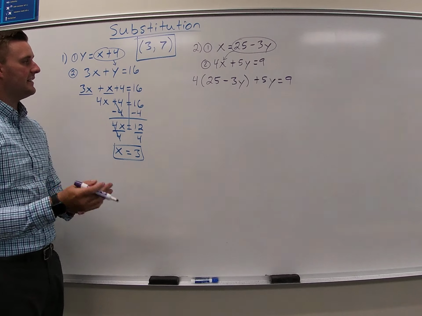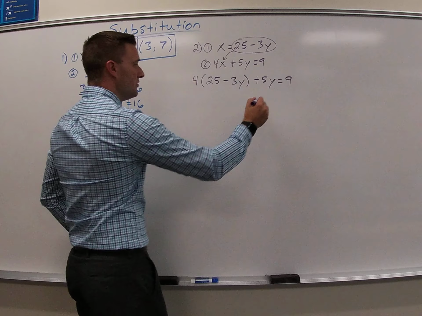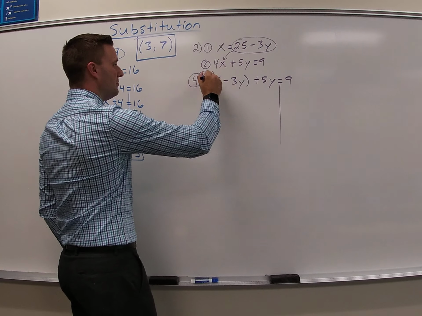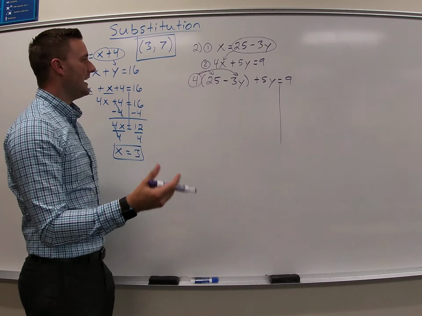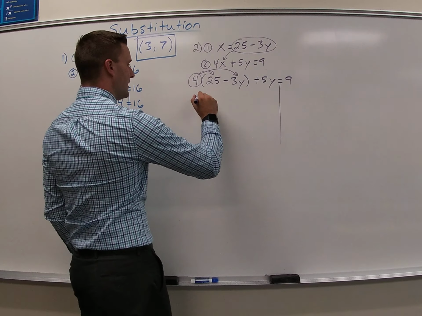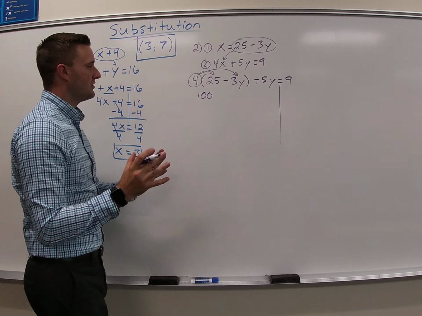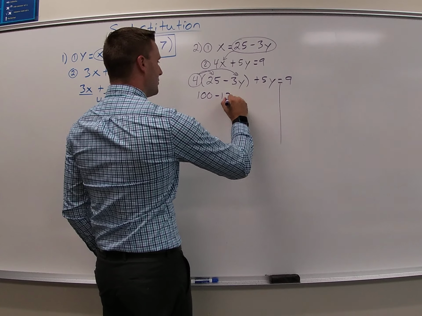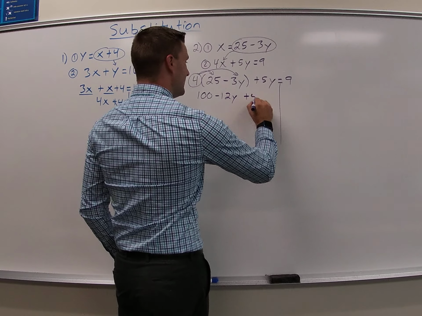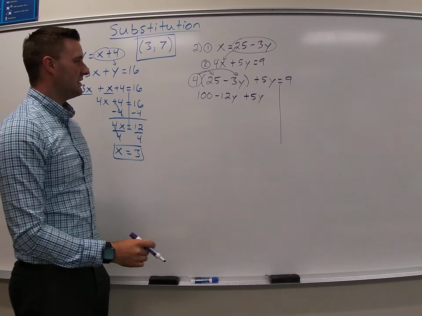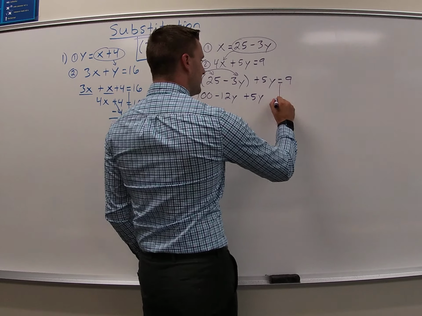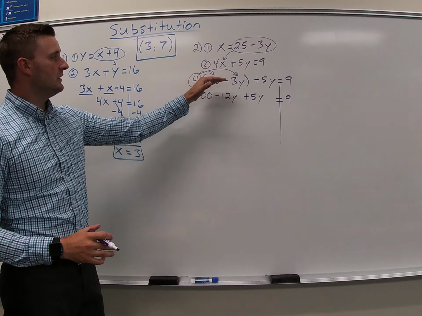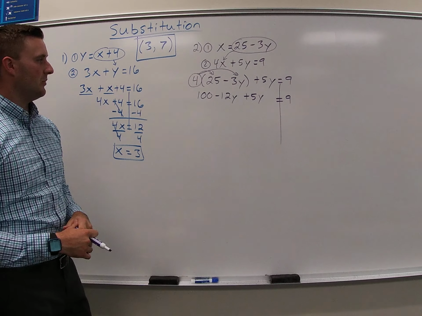Now what do I do next? Anytime we see parentheses, we want to go ahead and distribute. If you want to draw your wall, you can, but I'm going to distribute. I'm going to take this number on the outside and multiply that to each term on the inside of parentheses. 4 times 25 is 100. Why would you pick a problem that had such large numbers? You'll be okay, you have a calculator. 4 times negative 3y would give me a negative 12y. And I still have this plus 5y out here on this side. And then what are we equal to? We're equal to 9, so I haven't done anything there. All I did was distribute the 4 to the 25 minus 3y.